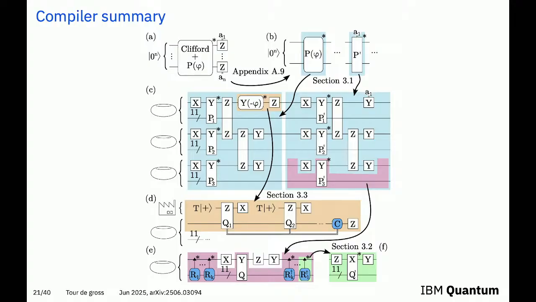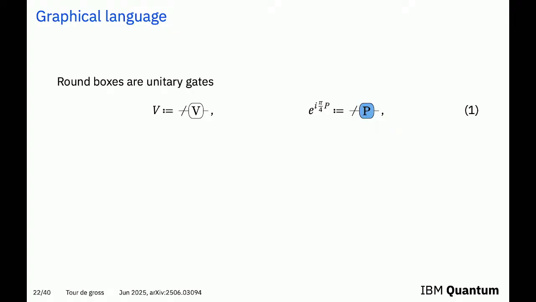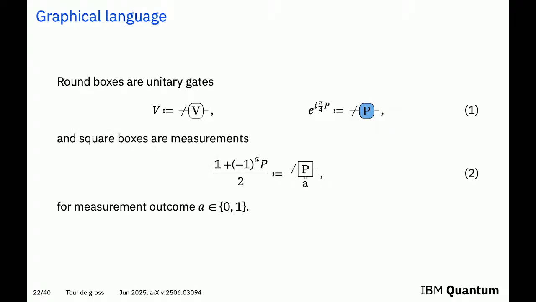So first off, we need to split up these operations and assign them to various code modules. So let me first explain the language we use. We use round boxes to denote unitary gates, and in blue we have Clifford gates, Clifford unitaries. And with square boxes we denote measurements, with measurement outcomes A, which are either 0 or 1.